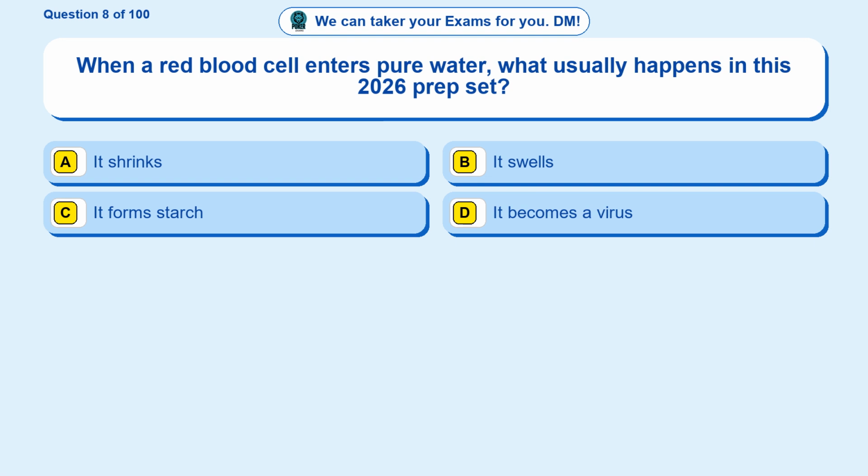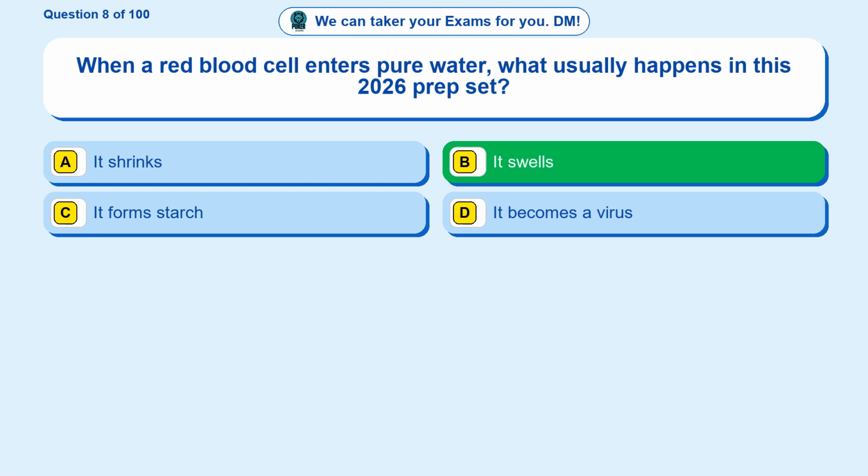Question 8. When a red blood cell enters pure water, what usually happens in this 2026 prep set? Option A, it shrinks. Option B, it swells. Option C, it forms starch. Option D, it becomes a virus. The correct answer is option B.